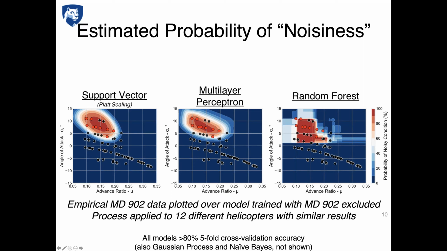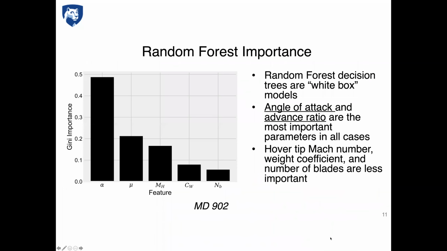We also had a random forest technique, which had pretty good accuracy, but you can see it gives a pretty odd shaped contour because it's based on a decision tree, essentially. However, the random forest technique does have one benefit in that it's a white box model. So we can actually figure out which parameters were most important to the random forest model in determining whether a particular condition is noisy or not noisy. One interesting thing that comes out of this is that pretty reliably for every helicopter, the angle of attack was the most important parameter and the advance ratio the second most. The other parameters were significantly less important.